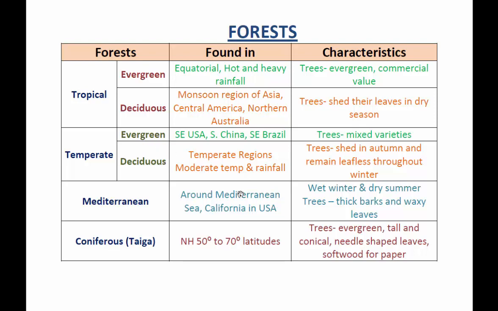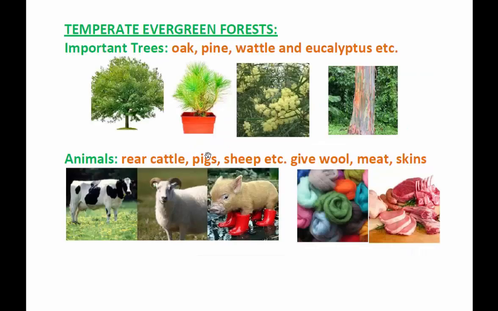Okay, so you can see this oak, they are naturally from these deciduous trees. There's a pine, it is an evergreen tree. So in that way, these are some of the important trees that are found in temperate evergreen forests. And most of the animals, they are reared, so to say, or they keep some of these animals which give wool, meat as well as skin, like cows, cattle, pigs, sheep and all.